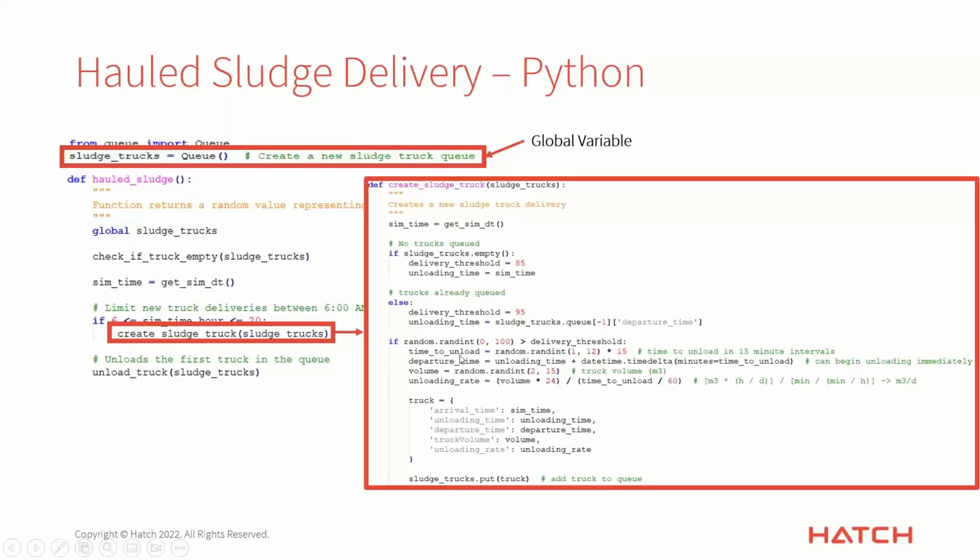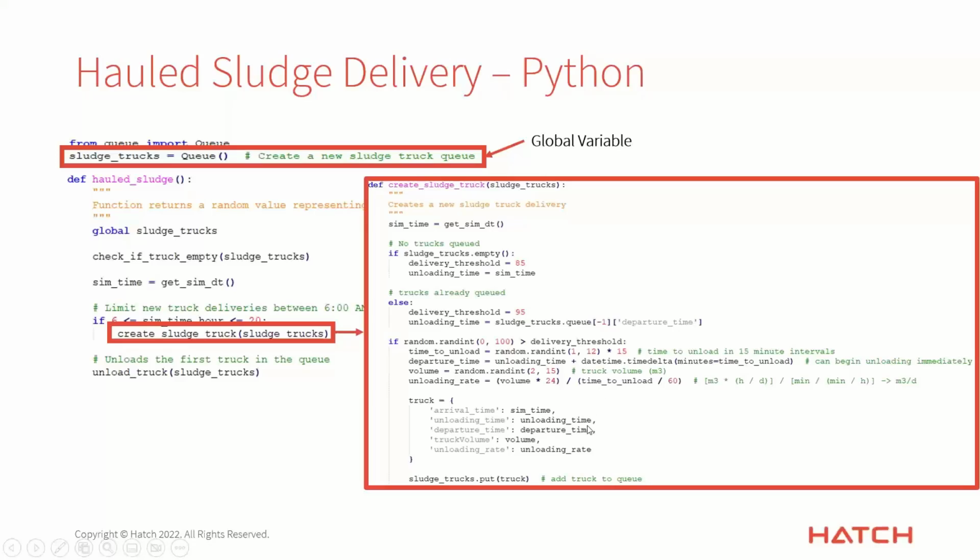So we go into this logic here and we define a little bit more of the uncertainty that we have surrounding these trucks. We say, how long is it going to take to unload this truck, where that's going to be a random integer between 1 and 12, and then we'll just multiply it by 15 to make it equivalent to minutes. We define the departure time, and that's just the sum of that unloading time from when it can actually be accessed. We define a little bit of uncertainty around what the volume of this truck is going to be, and then just define a constant unloading rate that we're going to use for unloading this truck.